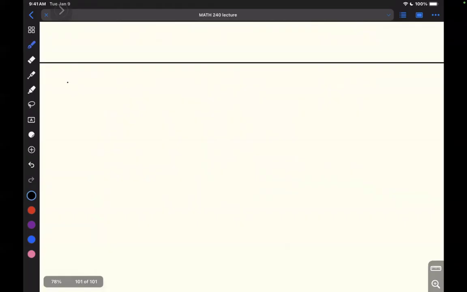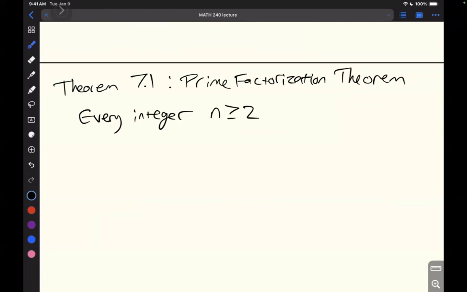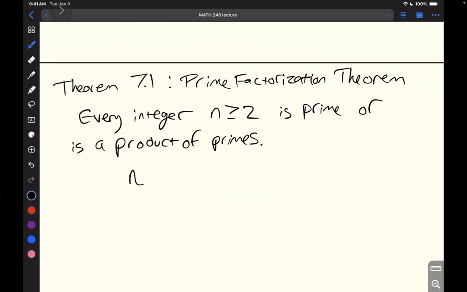So something that you may not have heard about: this is theorem 7.1, which is the prime factorization theorem, which says that every integer greater than or equal to 2, so we kind of disregard 1, is either prime or is a product of primes. And so if we call that integer n, we can write the following.